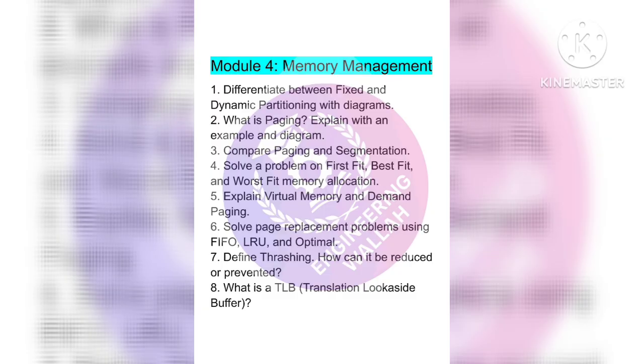4. Memory allocation algorithms. We'll solve examples using first fit, best fit, and worst fit. 5. Virtual memory and demand paging. Virtual memory extends RAM. Demand paging loads pages as needed, improving efficiency. 6. Page replacement algorithms. We'll solve problems using FIFO, LRU, and optimal strategies. 7. What is thrashing? Too many page faults can lead to thrashing. We'll explain how to detect and reduce it. 8. Translation look-aside buffer (TLB). A hardware cache that speeds up address translation.